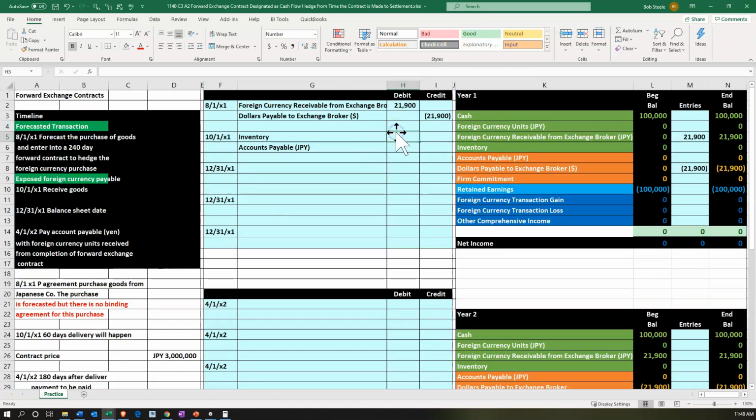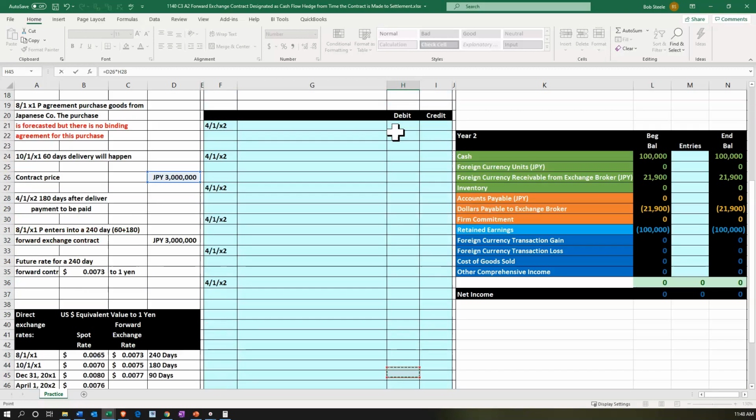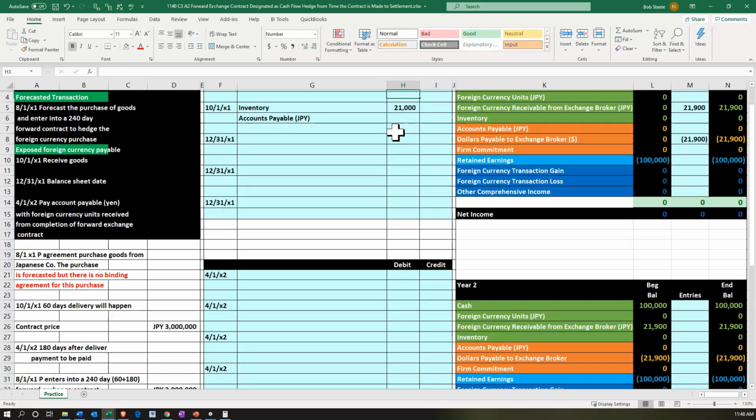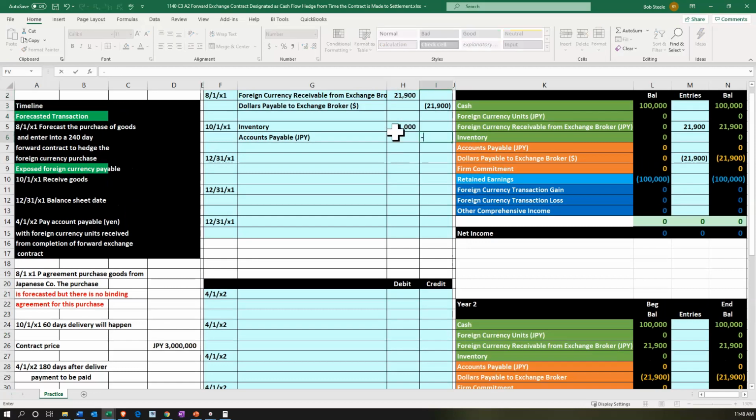We're going to be up top. We're going to say this is going to be equal to, we'll pick up that 3 million and then say times, scrolling on down, we're going to be picking up that 10-1 rate, the 0.007. So there's the 21 and the 21. Let's go ahead and post that out.